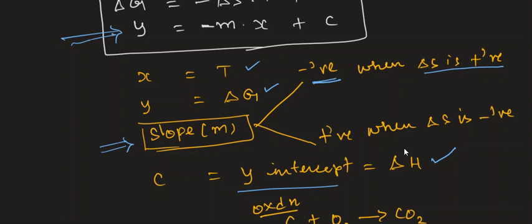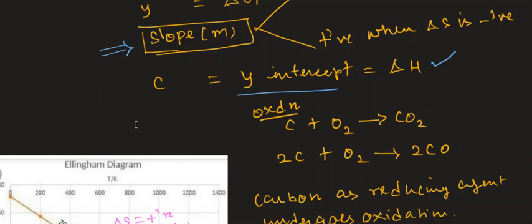When the negative value of the delta G comes down, that indicates that the progress of the reaction is a little bit difficult. Okay, right. Now let us move further.